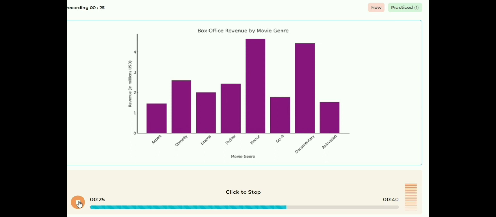From the picture I can see movie genre. From the picture I can also see the maximum and minimum element as well, and they are horror and documentary respectively. To conclude, it is a very beautiful picture which has box office revenue by movie genre. Thank you.